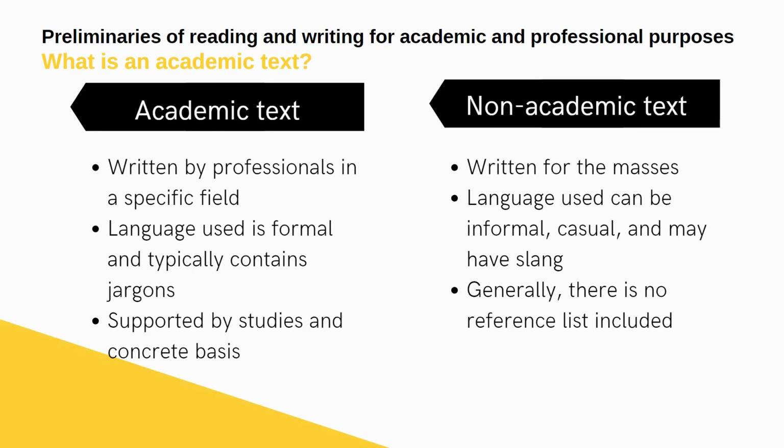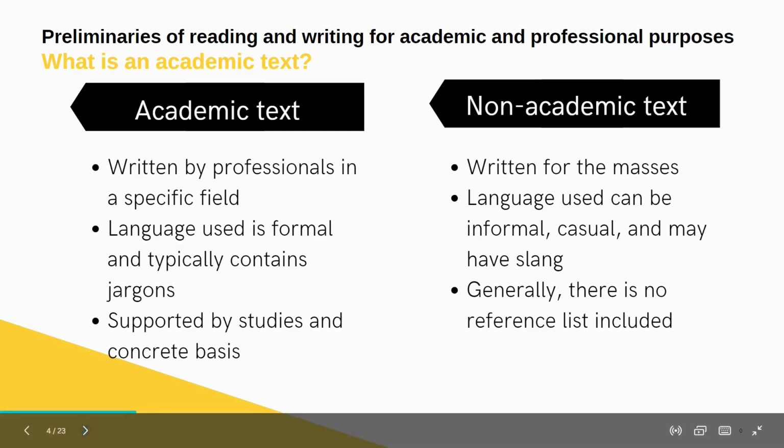However, non-academic texts are written for mass public consumption. For example, fiction stories may be published anytime, and you don't have to be an expert in a particular field to be able to write a good story. And you won't see a bibliography or reference list at the end of the book.